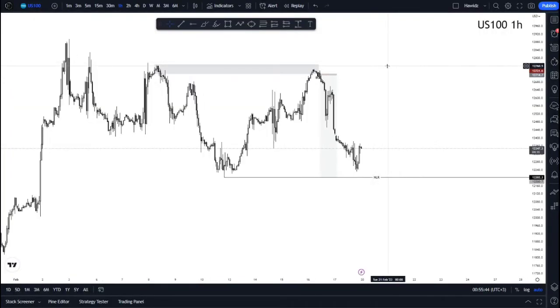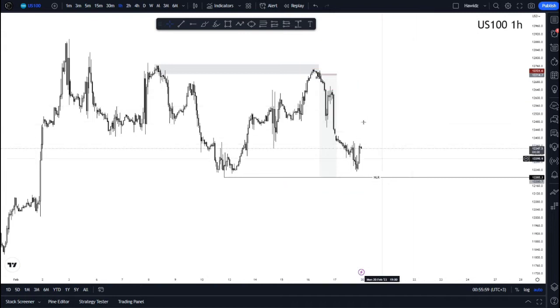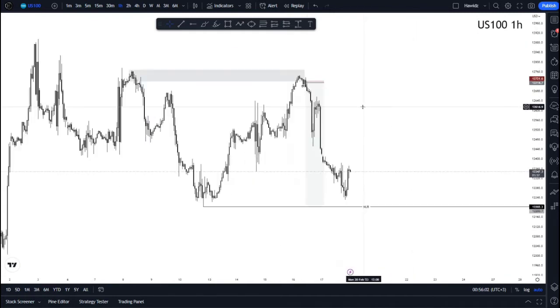And in this video, I'm basically going to be breaking down this US 100, or the Nasdaq pair, through this simple day trade strategy that I used to take this massive swing trade, which is almost about to hit our take profit target. Now let's get into it, right?